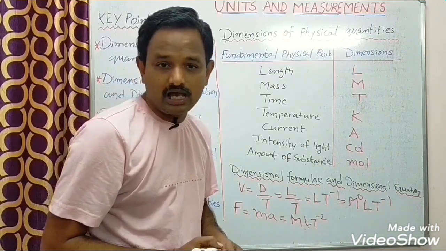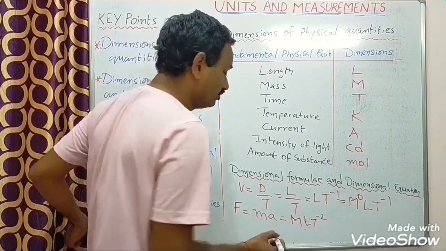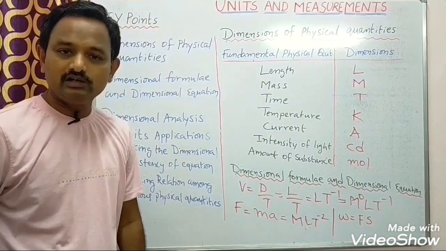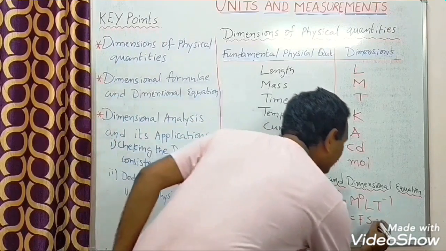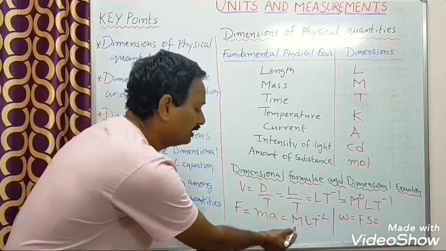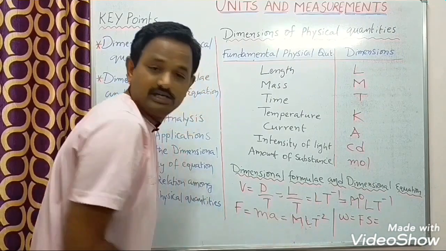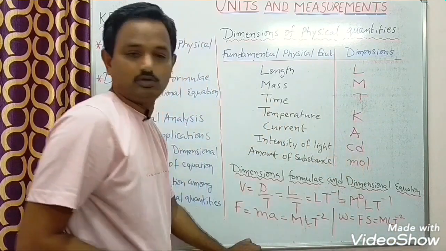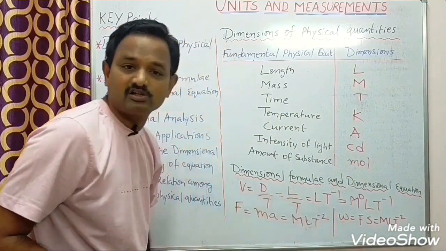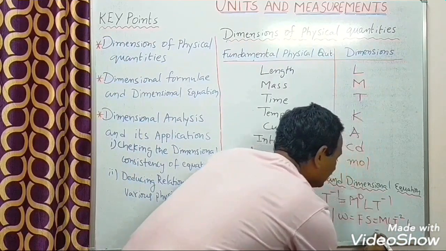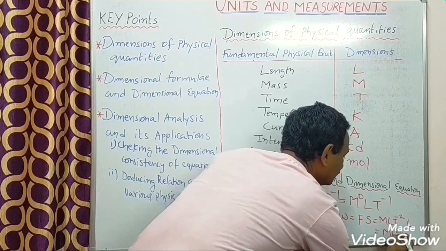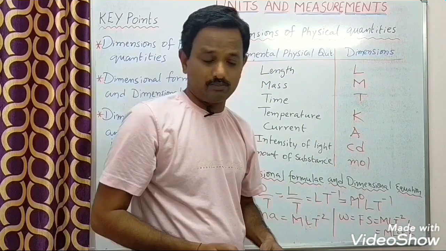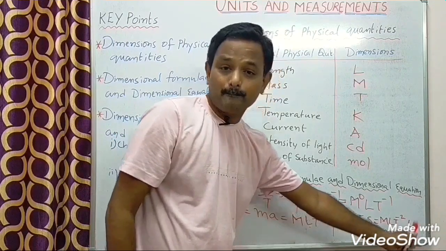Now, from this, I will derive work done dimensions. How? Look at here. Work done is force into displacement. So, what are the dimensions of force? Just now I derived, that is MLT power minus 2. For displacement, that is also length, so into L. So, what will I get? I will get ML square T power minus 2. So, for work done, I got the dimensional formula ML square T power minus 2.